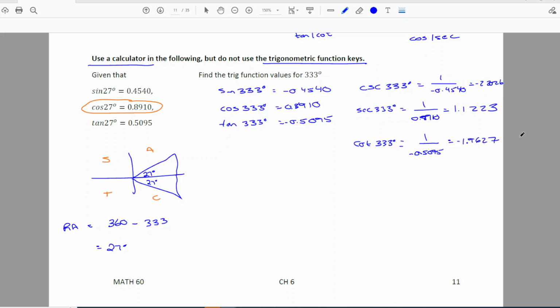So really what this question is stating is, okay, this is in quadrant 1 with a reference angle of 27. This is in quadrant 4 with a reference angle of 27. The trig function values stay the same, but you have to change the sign. And then if you're doing the reciprocal trig function, then you have to flip the ratio. Awesome. All right.